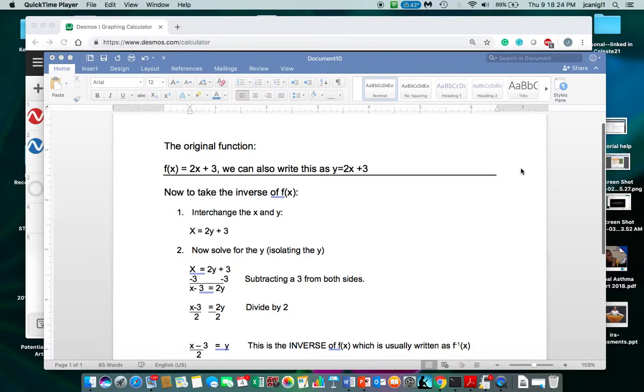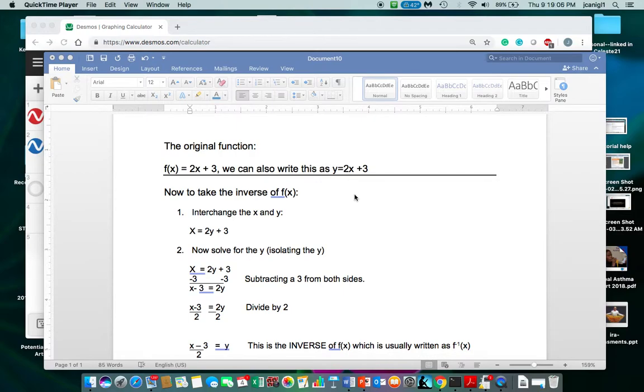So let's first of all take a look at the function itself. F of x is equal to 2x plus 3. Now we can write this as y. Remember, y is equal to f of x. So we can say y is equal to 2x plus 3. Remember that x is the independent variable and y, this f of x and y, are the dependent variable. They depend on whatever goes on with the x.